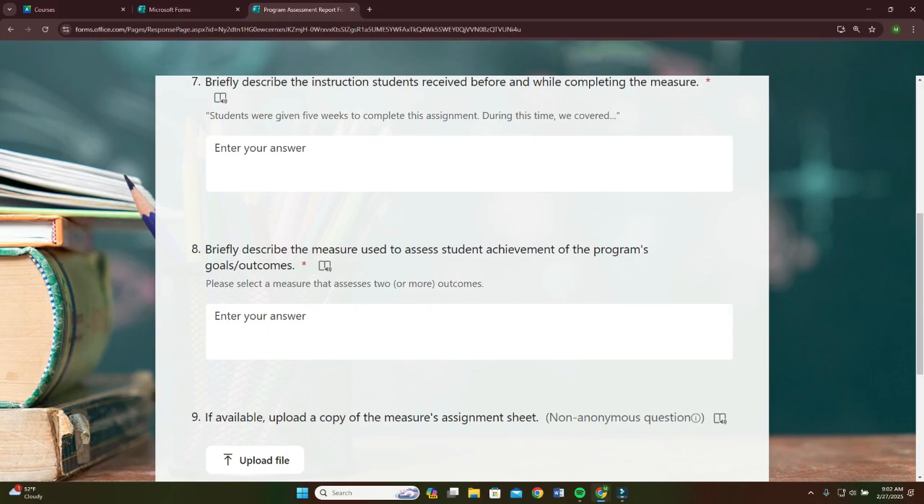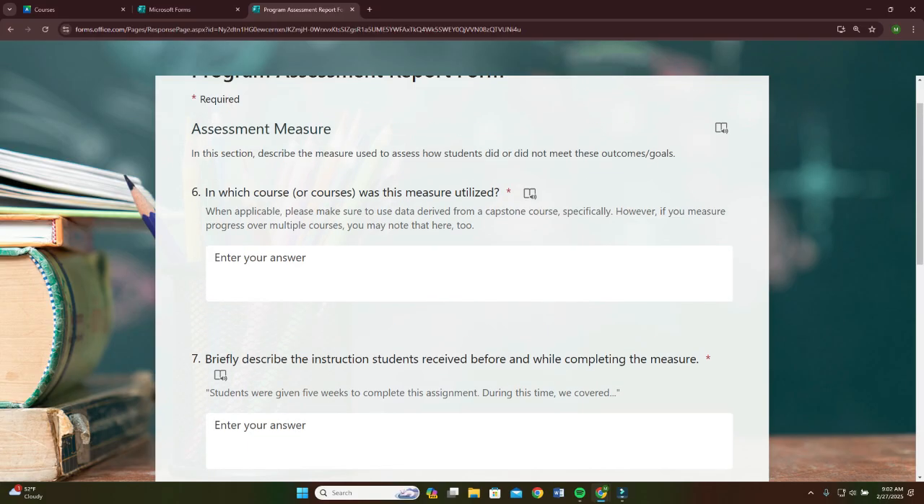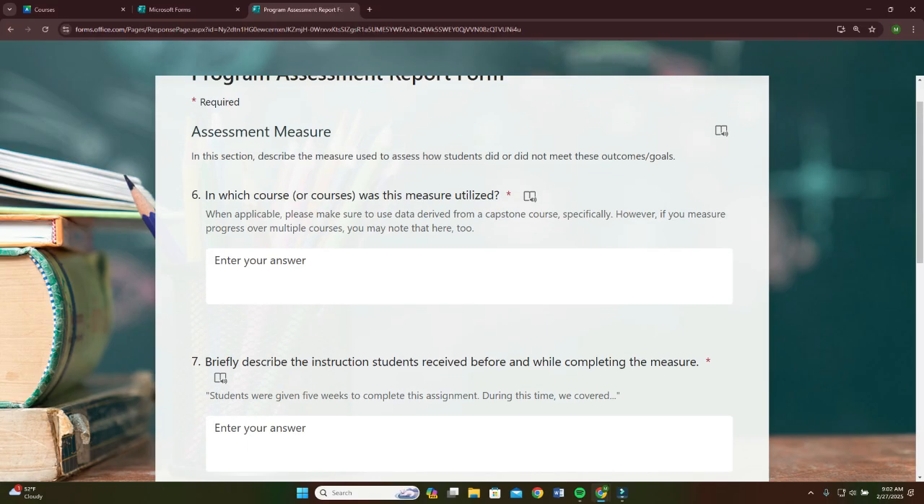Number 8, briefly describe the measure used to assess student achievement of the program's goals and outcomes. So you can see we move forward in individual steps before we finally get to the assignment.